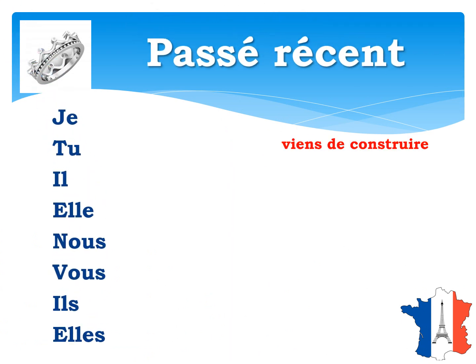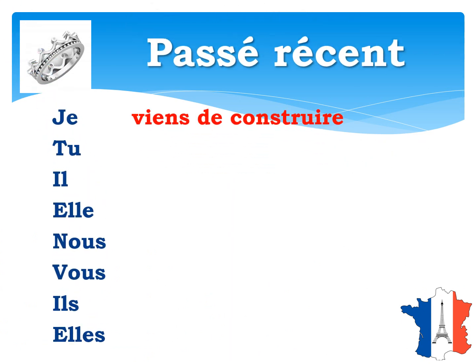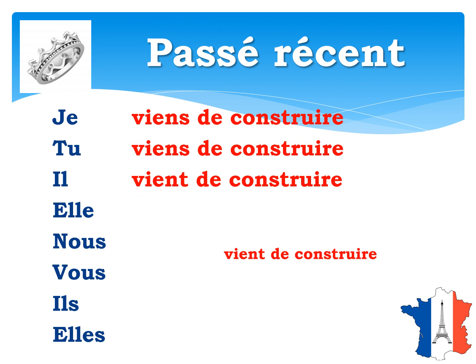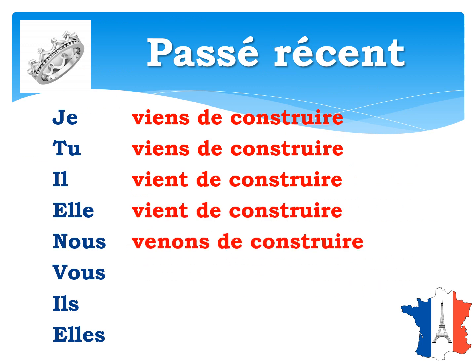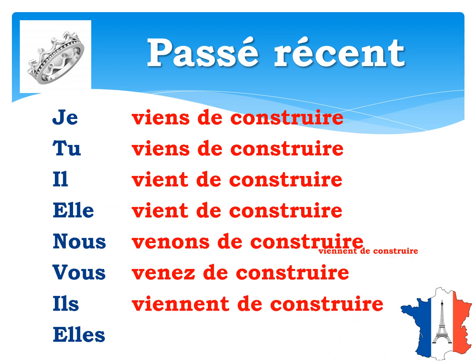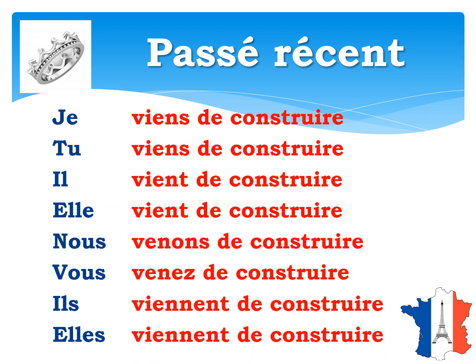Passé récent conjugation, that is venir conjugation plus de plus the original verb. So it's je viens de construire, tu viens de construire, il vient de construire, elle vient de construire, nous venons de construire, vous venez de construire, ils viennent de construire, elles viennent de construire.